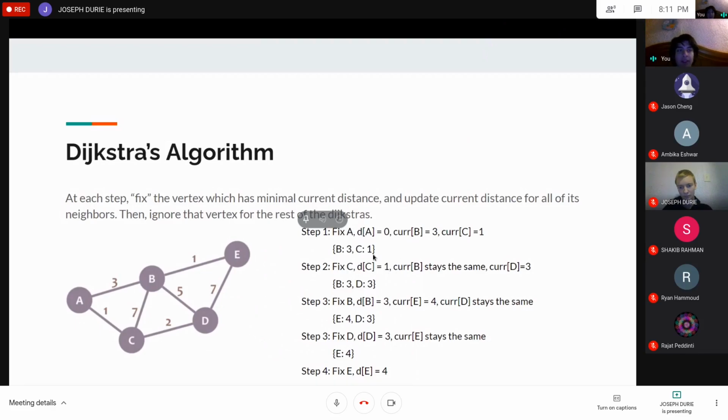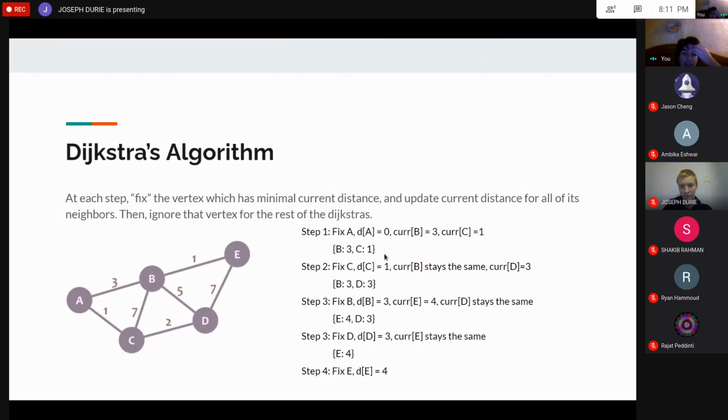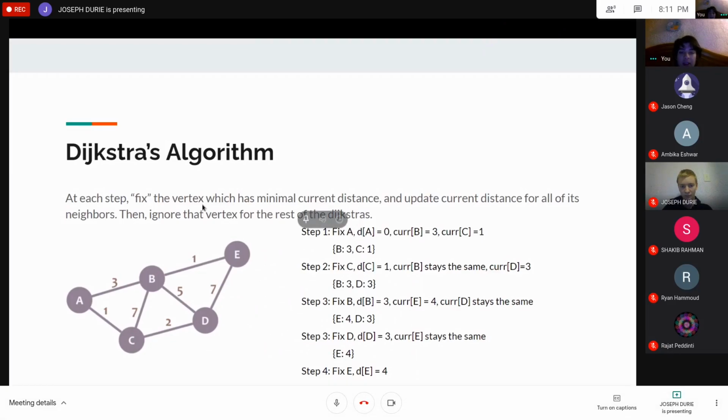So then we update their distances as if they go through A, right? So C is 1 away from A, so it's 0 plus 1 is 1. B is 3 away from A, so it's 3 plus 0 is 3. And then we update their distances, right? Then we don't consider A from now on. We ignore A for the rest of the problem. Now, next step, who has the minimum current distance now that we're ignoring A? It's C, because C is 1 versus B is 3.